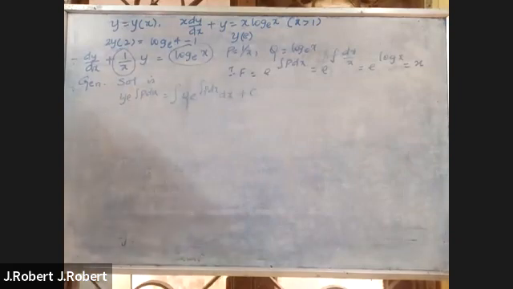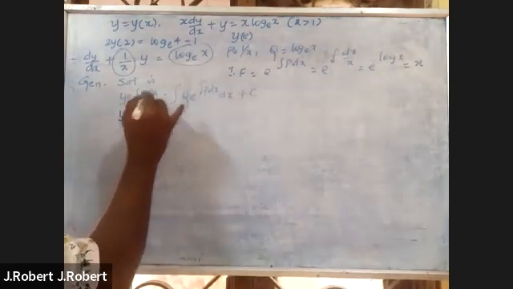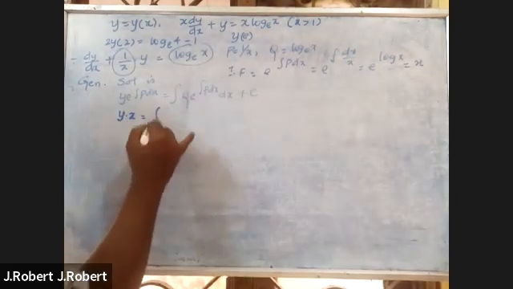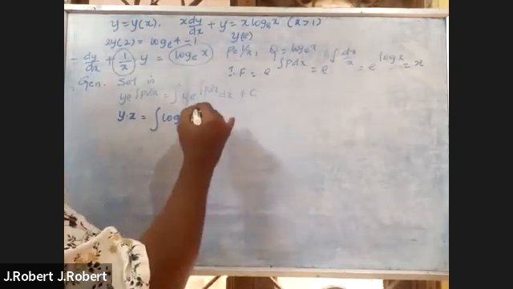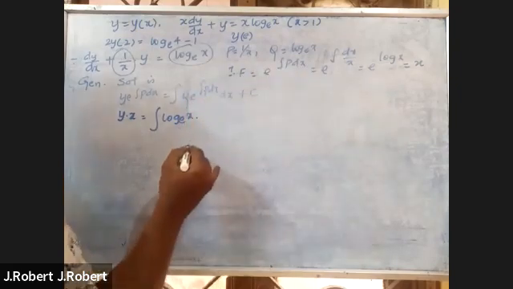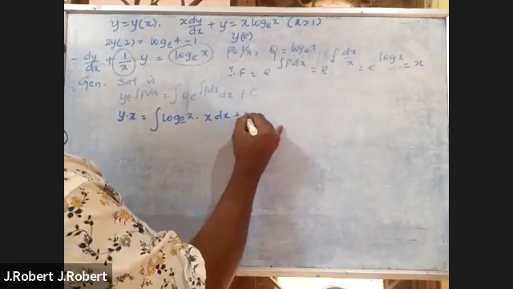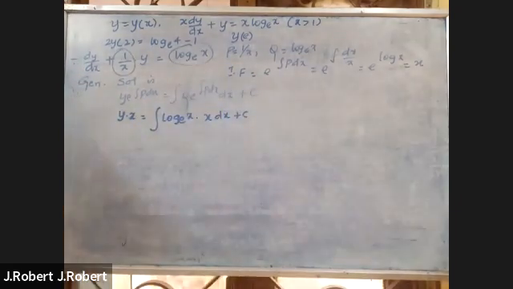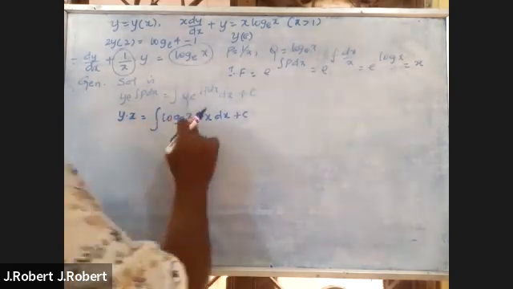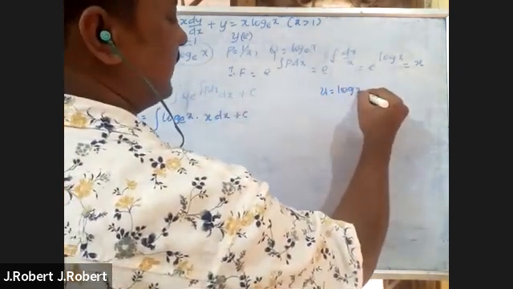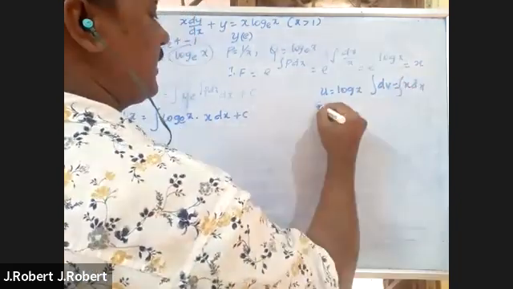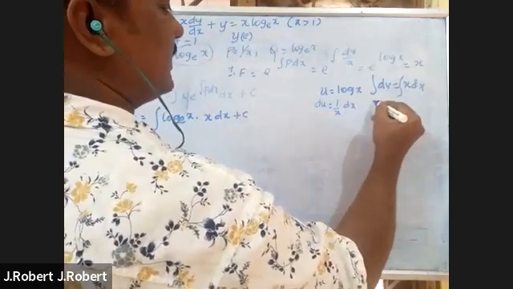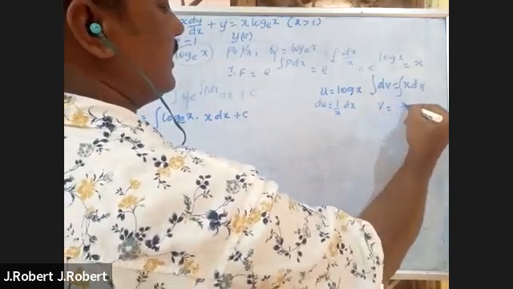Okay, so now how can I solve this? Substitute the value: y into e power integral p dx, which is equals to x. Integral q, what is the q value? Log base e x into dx, e power integral p dx is x, dx plus c. It is purely an integration by parts method. I take u as log x and dv as x dx. Differentiating, du is 1 by x into dx, and integrating dv, v equals x square by 2.